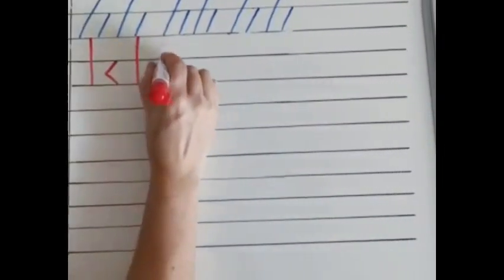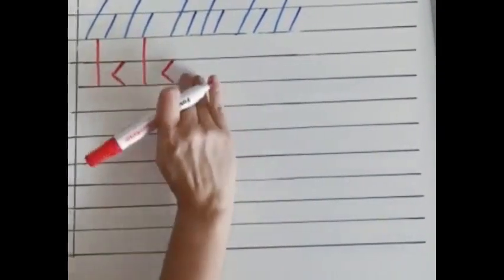Now let's do this in our workbook. You go down, finger space, and you are going to repeat it until you have done 3 lines.